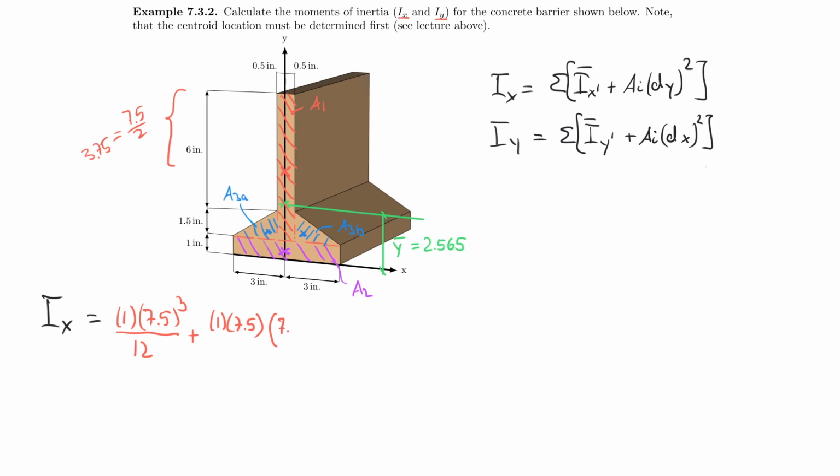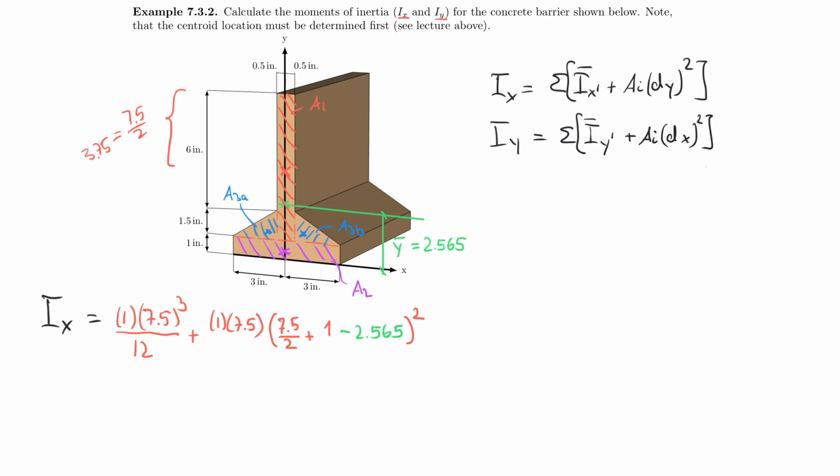So 7.5 divided by 2 plus 1. Where's that 1 coming from? Right now I went from here to here, and now I need to add the 1. And then I need to subtract this. So minus 2.565. Of course, I cannot forget to square this, otherwise I'm in trouble. But now I'm done with my part number 1.